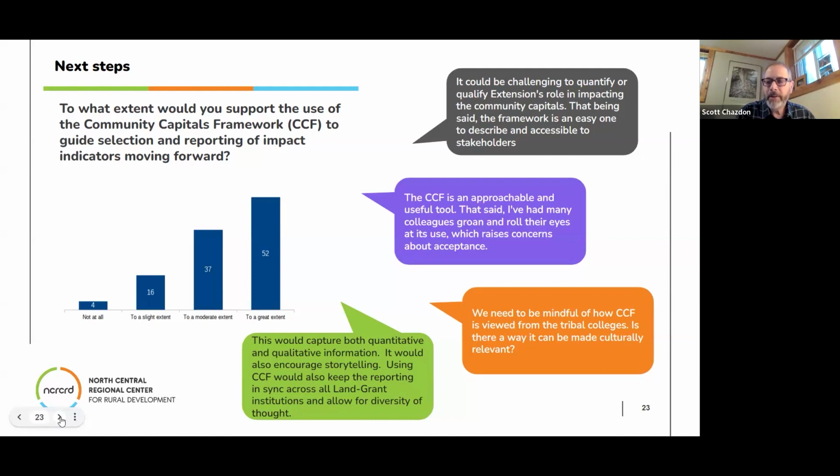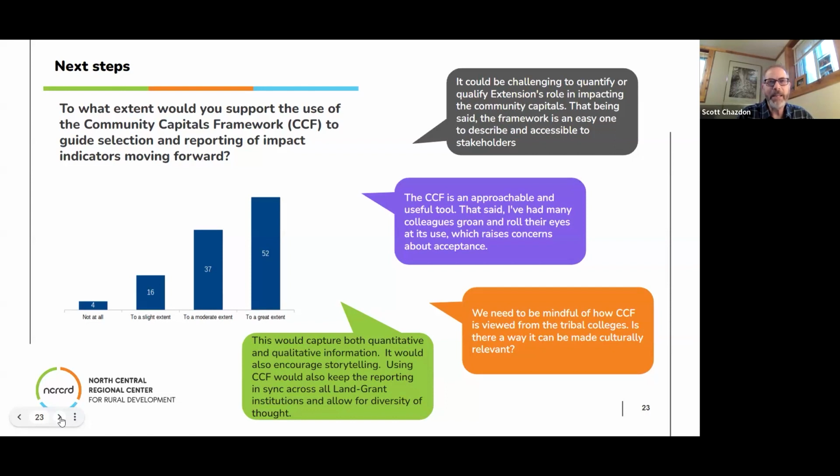There was a concern that we need to be mindful of how the community capitals framework is viewed from the tribal colleges. And so it might be good to have a conversation about ways that the CCF is not, or could be made, a better fit for work in Native communities or with Native communities. But in general, a lot of support for that idea, which I have to say I'm very supportive of as well.